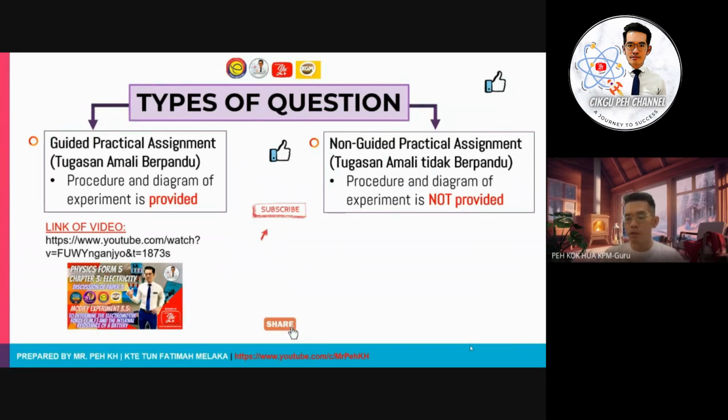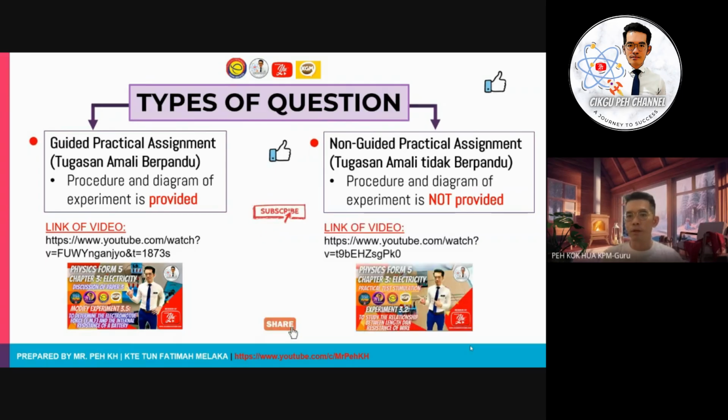For this type of question, students need to plan the procedure and normally draft the experiment diagram before conducting the experiment. So you may refer to my other video here, which is related to the Tugasan Amali tidak berpandu. And in this video, I'm going to discuss with you the type of question which is Tugasan Amali berpandu. So the procedure and diagram are provided in the sample question I'm going to discuss with you today.